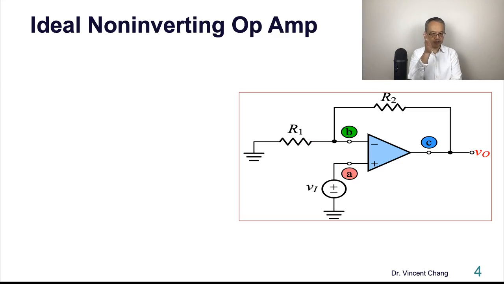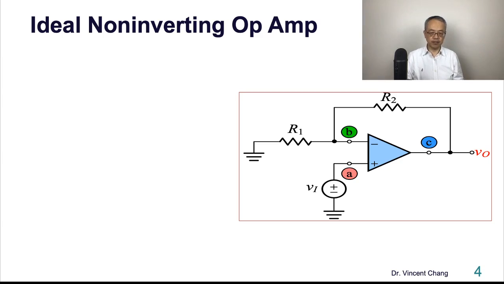Now, here's an ideal non-inverting operational amplifier. Based on what you learned before through other video lectures, if the op amp is ideal, what is the closed loop gain here? In the ideal case, you can just apply the virtual short circuit between the inverting terminal and the non-inverting terminal.